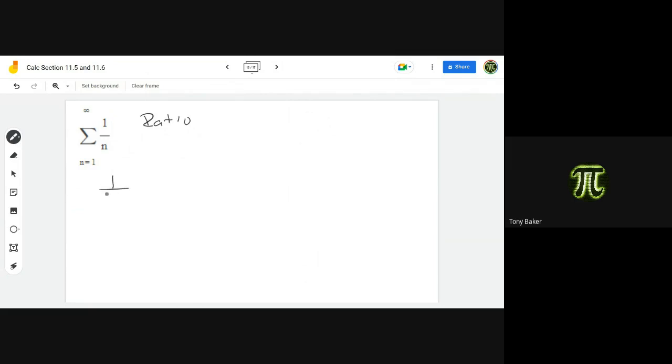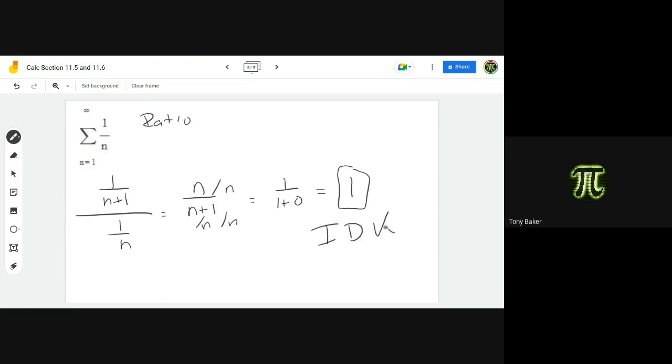So we have 1 over n plus 1 divided by 1 over n. So this ends up becoming n over n plus 1. If we divide everything by n, I get 1 over 1 plus 0, which equals 1. Based on the ratio test, that tells me what? I don't know. It tells me nothing. We know this diverges because of another test, but the ratio test doesn't help me with that.